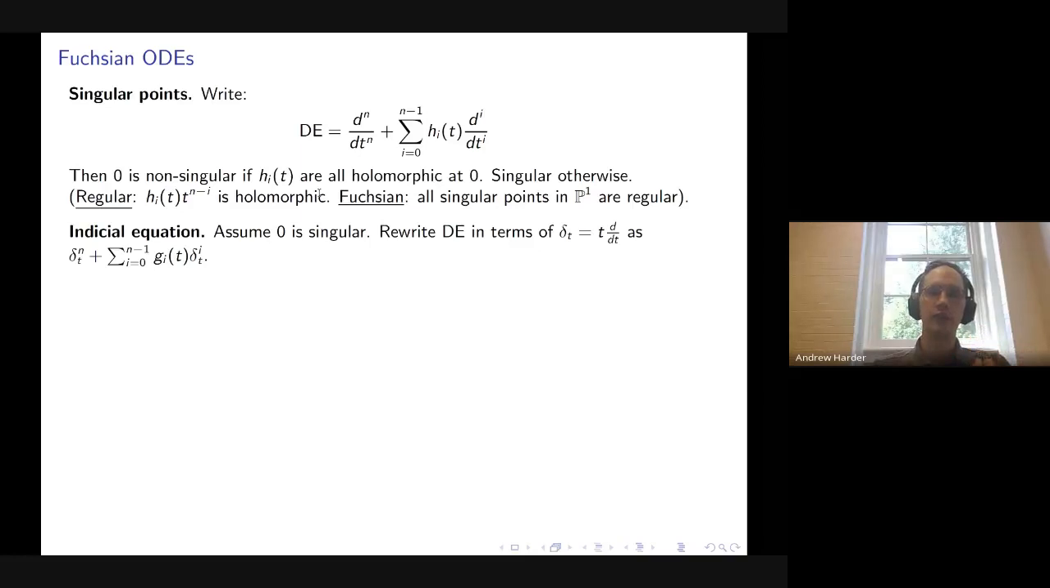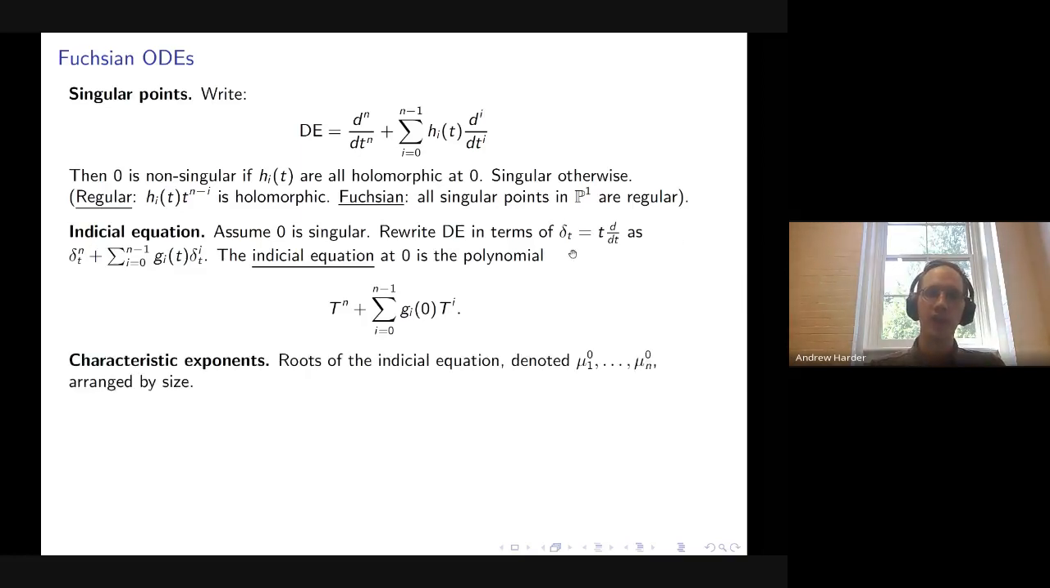You can deduce from this the indicial equation. So if you assume that 0 is singular, you can rewrite this differential equation in terms of this new differential operator. Then you write down this indicial equation, which is a polynomial essentially coming from our operator in terms of this new differential operator. And the characteristic exponents of this differential equation at a given point are just the roots of that equation, arranged by size. Okay, so very quick. Maybe people know this already.